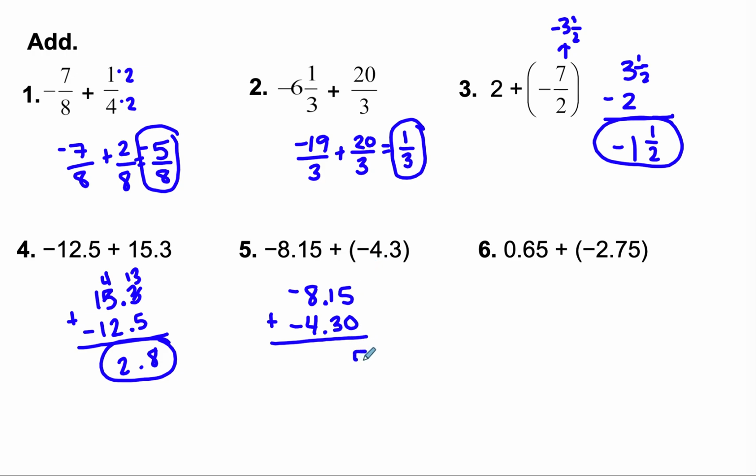5 plus 0 is 5. 1 plus 3 is 4. Bring down the decimal. 8 plus 4 is 12. And it's going to be negative.